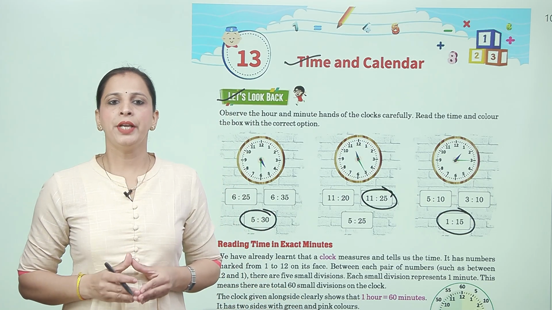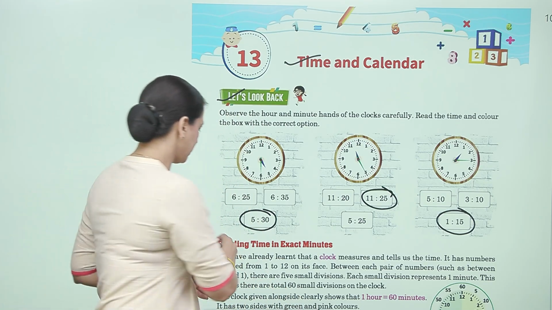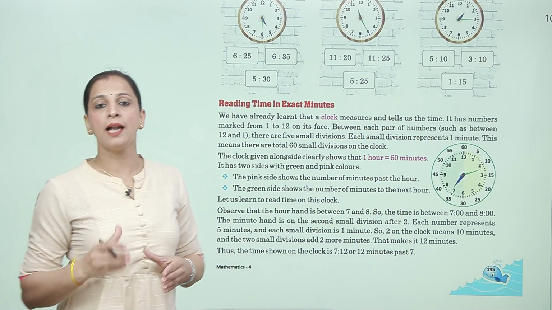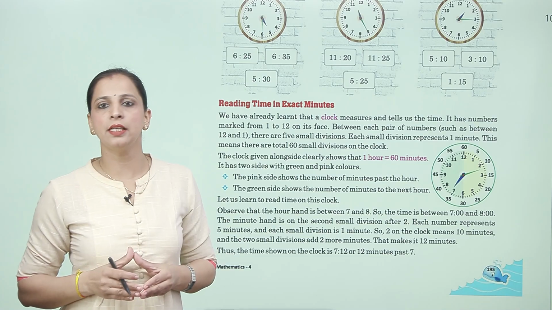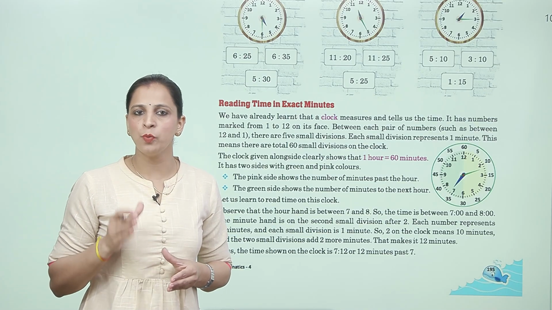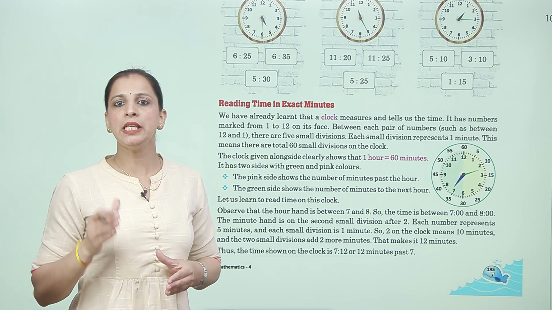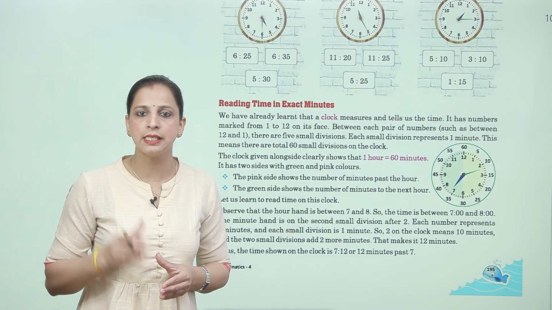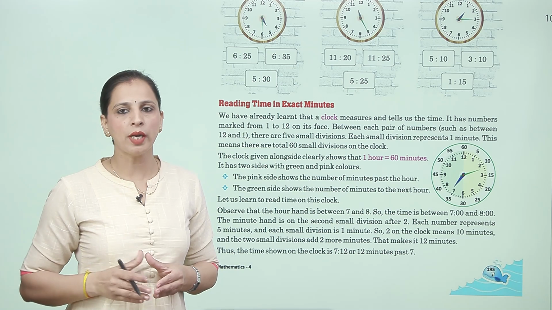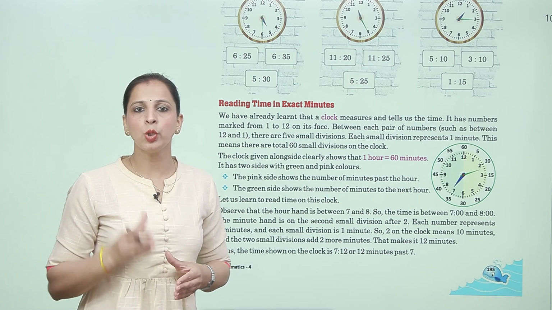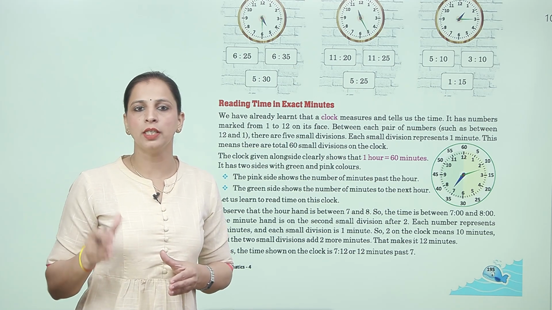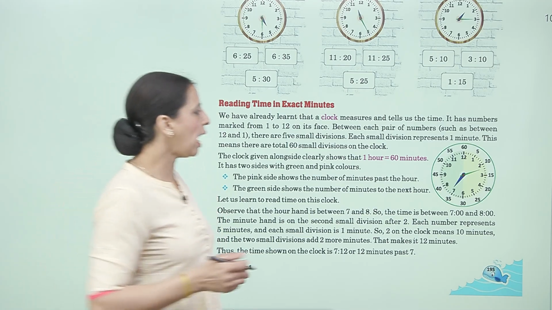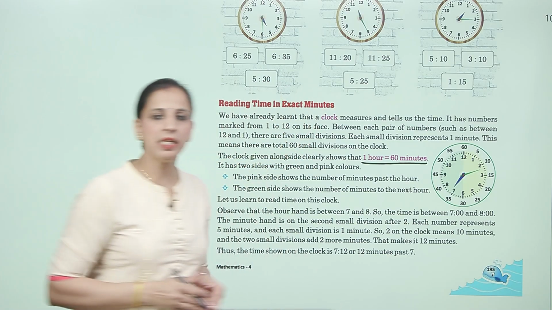Now, reading time in exact minutes. We have already learned that a clock measures and tells us the time. It has numbers marked from 1 to 12 on its face. Between each pair of numbers, such as between 12 and 1, there are 5 small divisions. Each small division represents 1 minute. This means there are total 60 small divisions on the clock. The clock given alongside clearly shows that 1 hour is equal to 60 minutes.